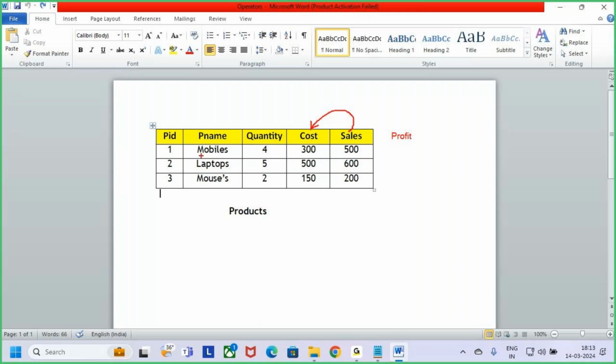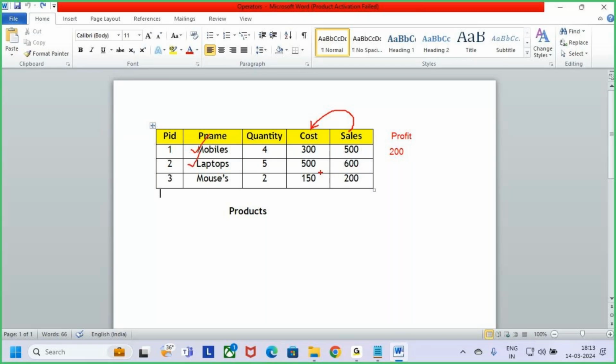If you see, what is the mobile phone selling price? 500. What's the cost price? 300. 500 minus 300 is 200. So what is the profit the shopkeeper is getting by selling one mobile phone? 200 is the profit. Next I want to find out by selling one laptop, what's the profit he is getting?